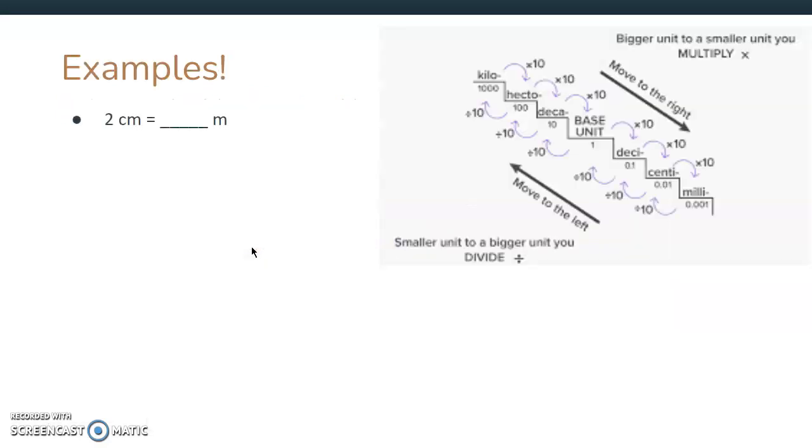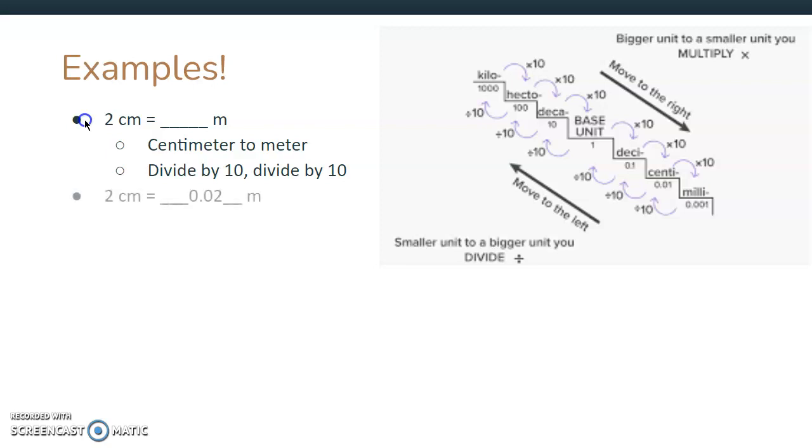So some examples that we're going to work through. If we are given 2 centimeters and we want to go to meters, we're going to start at centimeter right here, and then we're going to go up our staircase. So we would divide by 10 to get to decimeter, and then divide by 10 again to get to our base unit. If we had a decimal point, if we could see it, it would be right here next to this 2. So dividing by 10 would make it go to the left 1, and then to the left again. So we would get 0.02 meters.